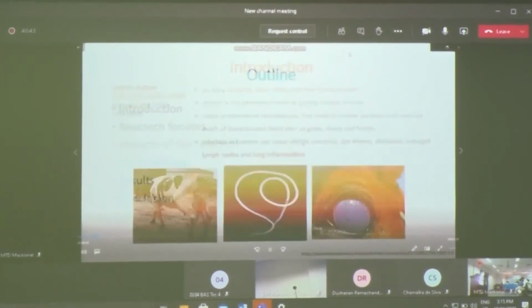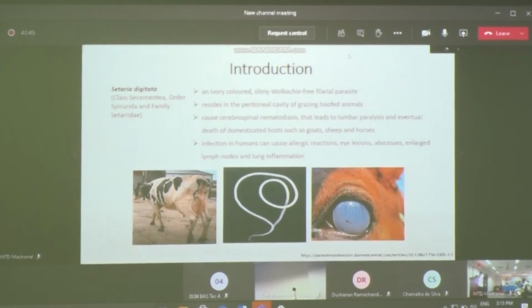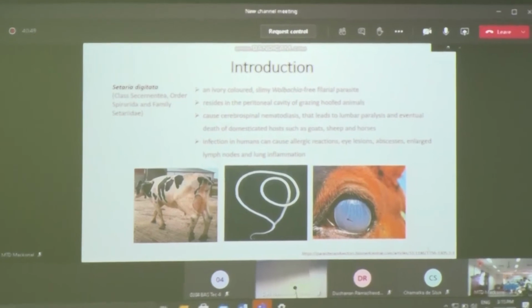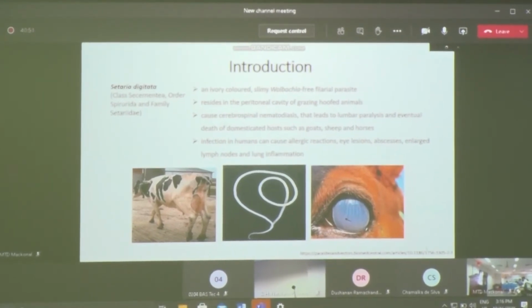Setaria digitata is a bilateral group that resides in the peritoneal cavity in both animals. They cause leukoencephalomyelitis, ataxia, paralysis, and death in hosts such as sheep and goats, causing economic losses in animal husbandry in Southeast Asia. However, infections in natural hosts such as cattle and buffaloes do not cause serious conditions.